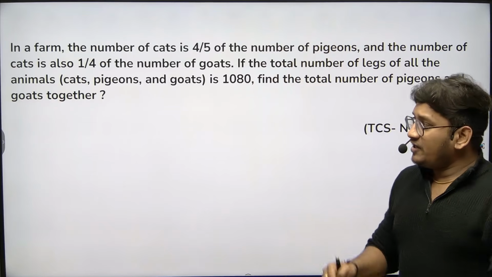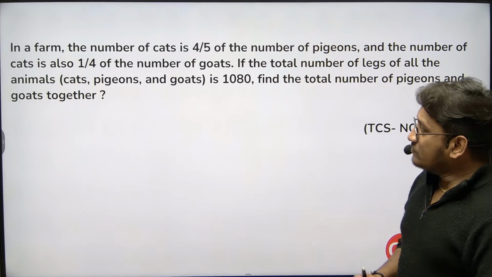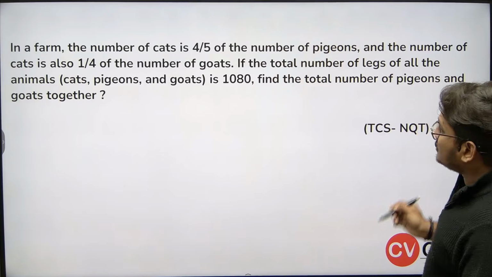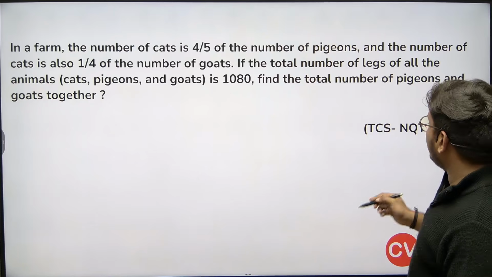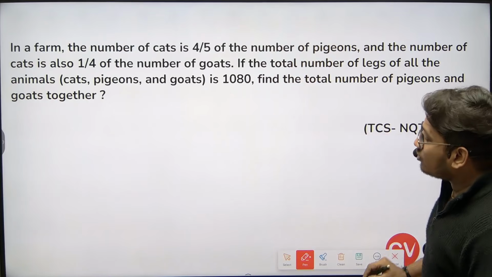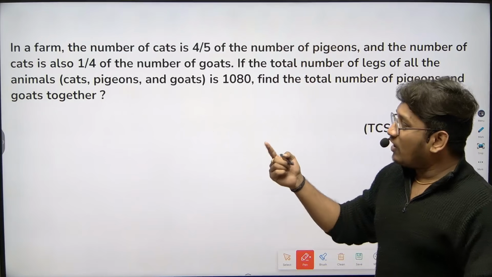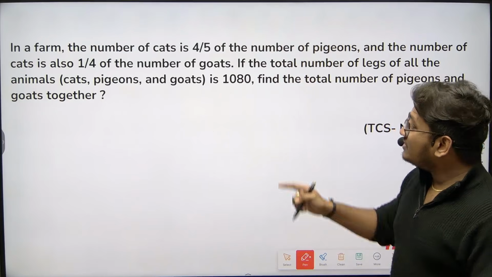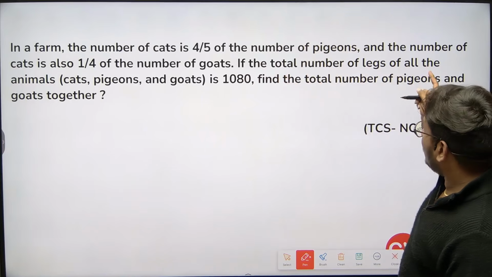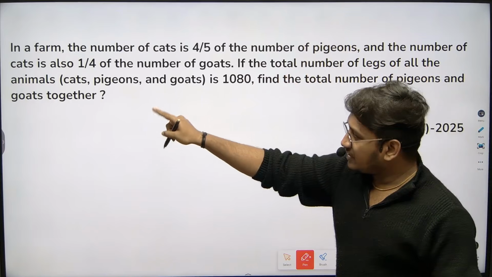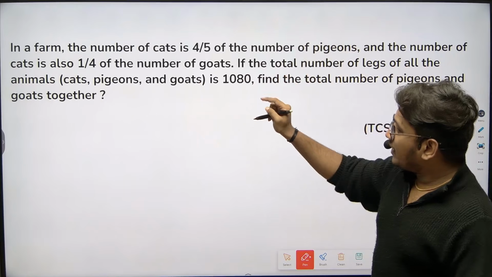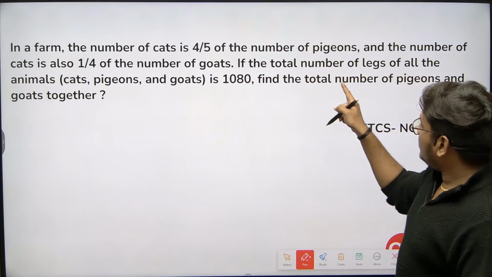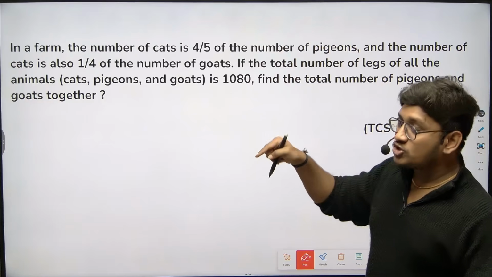Yeah, here if you observe, in a farm, the number of cats is 4 by 5 times the number of pigeons, and the number of cats is also 1 by 4th of the number of goats. If the total number of legs of all the animals, I mean cats, pigeons and goats, is 1080, find the total number of pigeons and goats together.